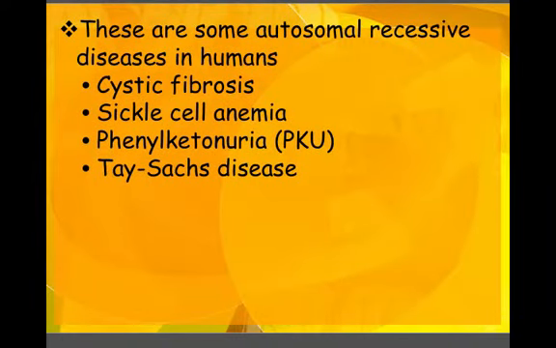There are some autosomal recessive diseases in humans, primarily cystic fibrosis, where a child has trouble breathing due to an increased level of mucus in their lungs. Sickle cell anemia, where the cell is misshapen instead of being donut-shaped, it's more of a C-shape and therefore cannot carry as much oxygen around the body. PKU is another type of autosomal recessive trait, and Tay-Sachs disease oftentimes is going to afflict females more often than males. However, it is not linked to an X chromosome.